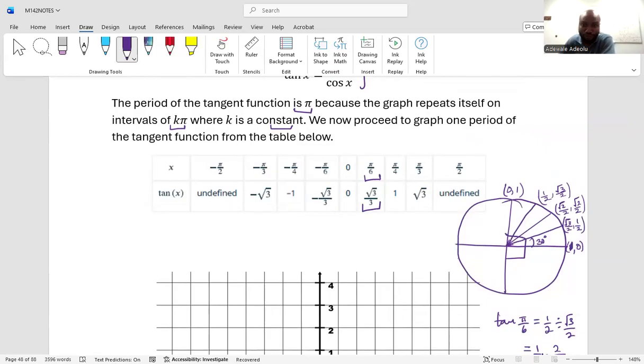Okay, so negative pi over 6 is that, and we do the same thing. Look at this. Pi over 4 has the same thing. So if you divide that, that would be 1. So we have that, and so on. So we have all this.